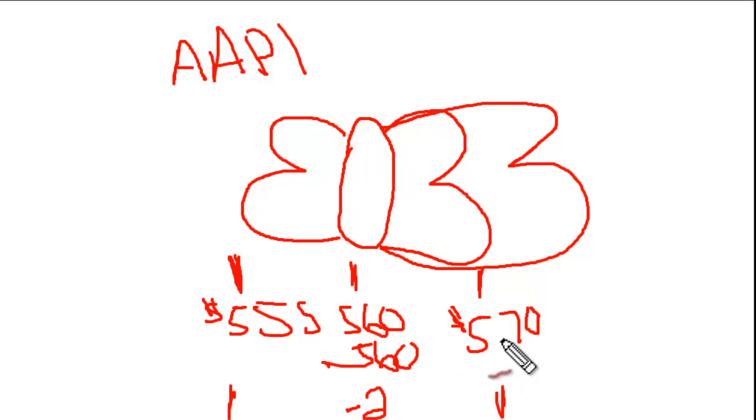Now, the reason why we initiate a 570 is because with an Apple trade like this, if we just initiated what's called a ratio spread, a 1/2, this is, again, the ceiling that we're looking at, 560.